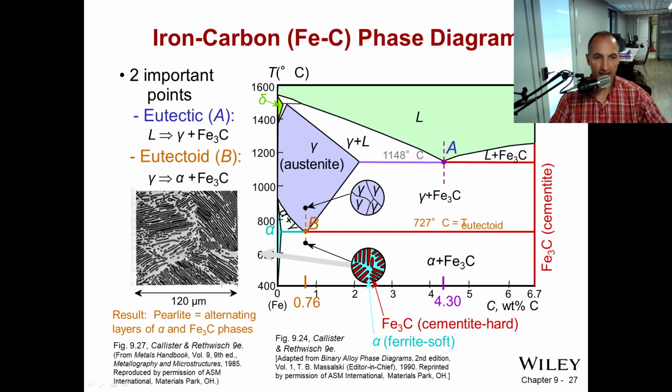And that lamellae, we give it a special name in the iron carbon phase diagram, and we call that perlite, because it looks like, I guess, mother of pearl when you look at it under a polished sample. It looks very beautiful. So these are just alternating layers of alpha plus iron carbide. Alpha is called ferrite. That's soft, and it's soft because it has a low carbon content. And the cementite, which is Fe3C or iron carbide, that's very hard. So the combination of those two is called perlite.